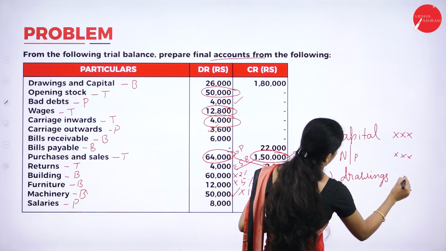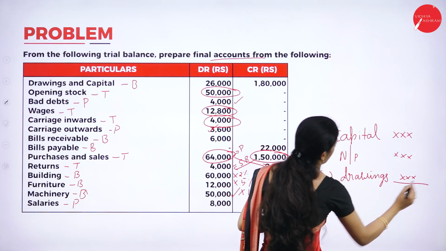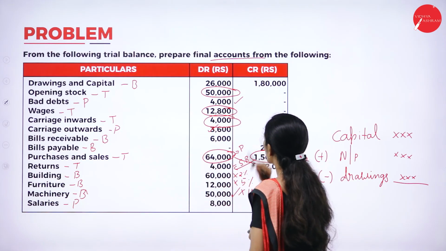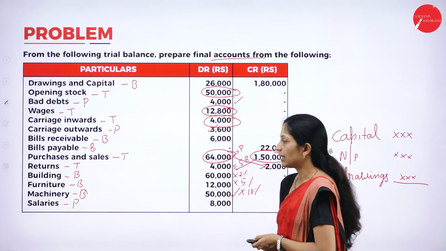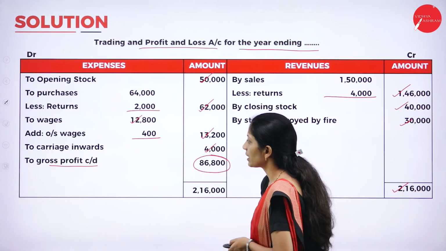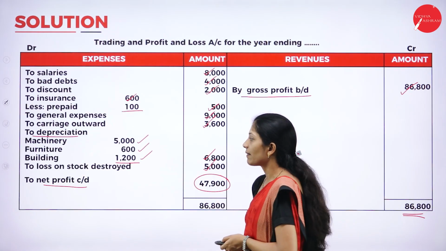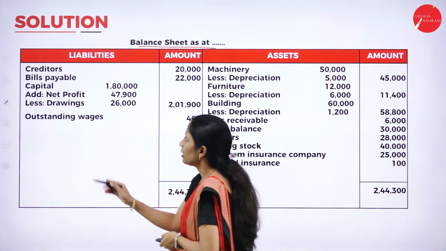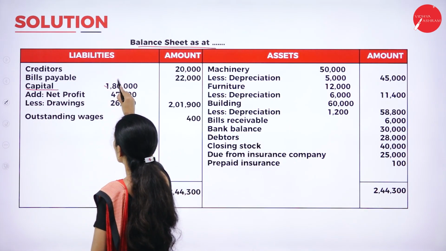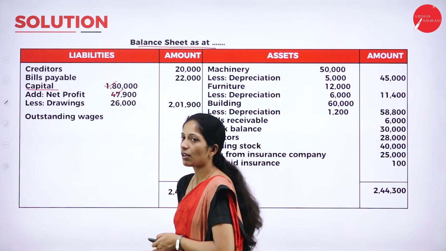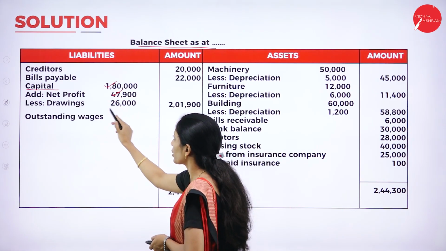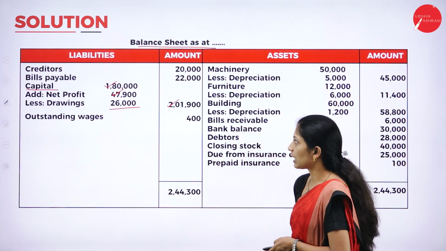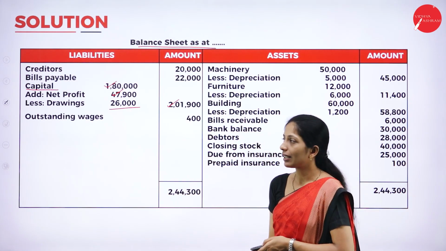Minus drawings. Then you will get the ultimate answer of capital. So capital, we shall take it as 1,80,000. Add net profit. So what is the net profit? Net profit is 47,900 minus drawings. So capital 1,80,000, add net profit 47,900, minus drawing 26,000. In the outer column it is 2,01,900. So we are done with the capital.